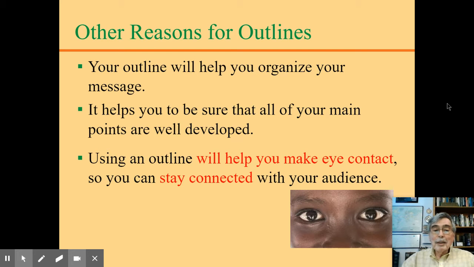But the point here is a good outline or note cards. Note cards can do the same thing. But a good outline can help you break away from your notes and look at your audience. I've talked about eye contact before. If you don't look at your audience, then they're going to think you don't care. That's one of the best ways to connect with your audience, is to look at them.